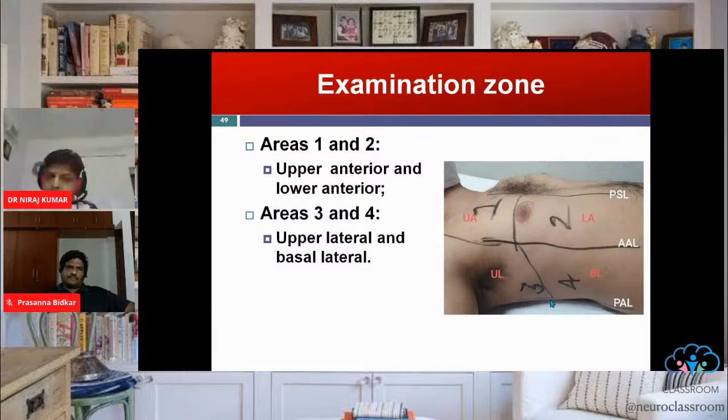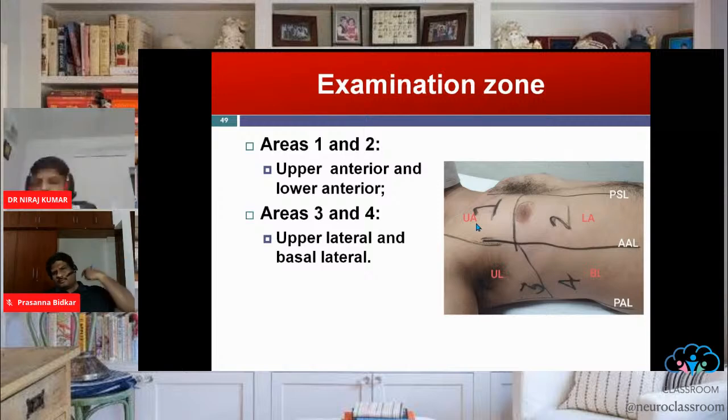And the zone after the posterior axillary line up to the paraspinal line is called the posterior zone. If you want to examine when the patient is supine, they have described eight zones. That means four on each side. This is zone one, zone two, zone three, and zone four. And there is one line at the level of the fourth or fifth intercostal space. So the anterior zone can be divided into zone one, the upper anterior, and zone two, the lower anterior. Zone three is the upper lateral, and zone four is the basal lateral. So there are eight zones you can examine here.